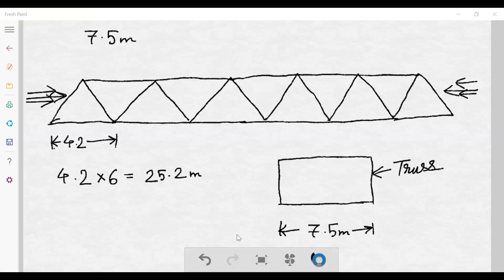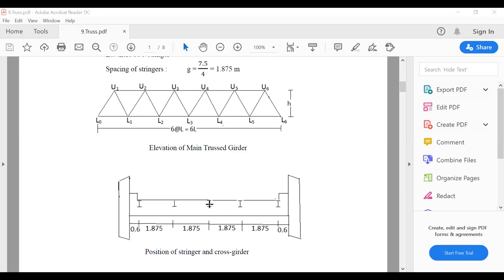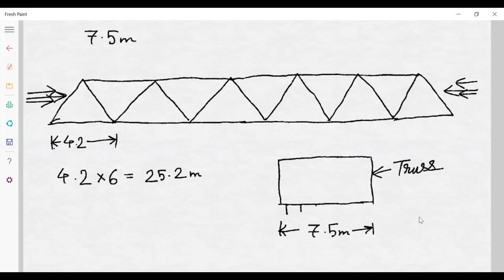Now, stringers are placed along this 7.5 width. So what is the spacing here? 1.875, 1.875 between the five stringers. Generally, if you try to visualize, the stringers are placed here like this, 1.875, 1.875, like this spacing, and here the spacing is 0.6, 0.6, and the remaining are 1.875, 1.875, 1.875, 1.875, like that.